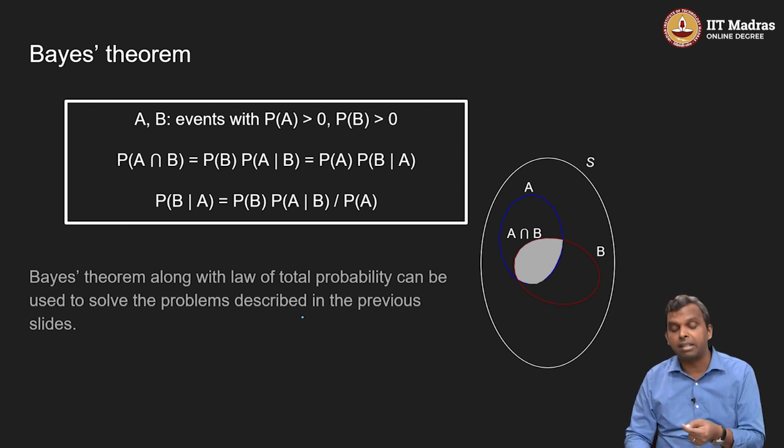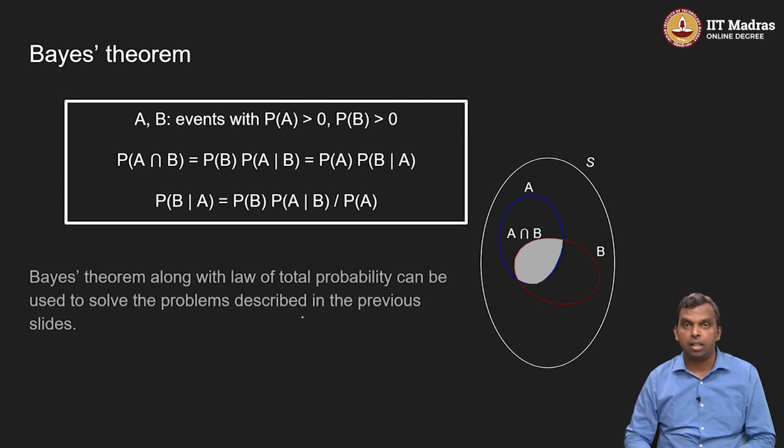You can also write it as the probability of A times the probability of B given A. So that's Bayes' theorem. It's very, very simple, right? You know this equality is definitely true.